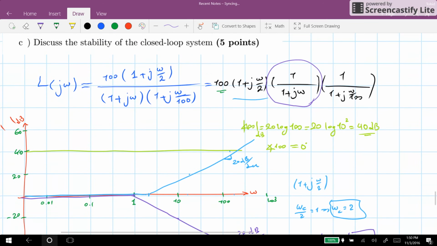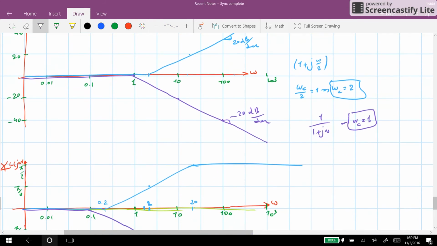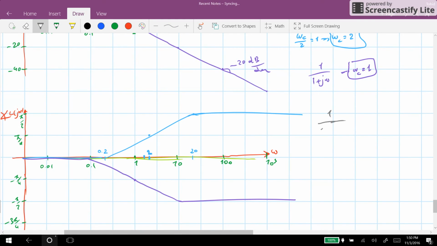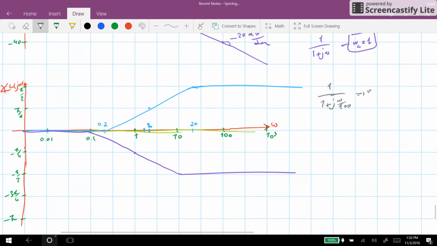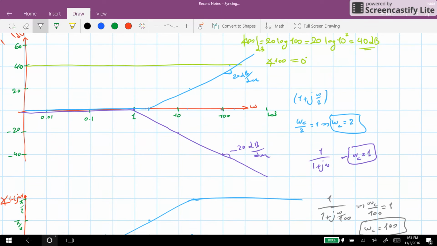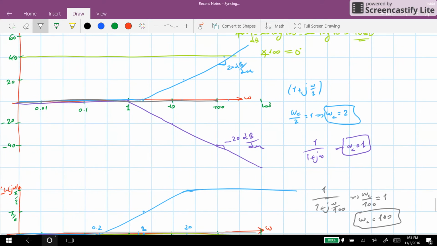And the last component that we have here is 1 over (1 + jω/100). To find the corner frequency, we can write ωc over 100 equal to 1, or ωc equal to 100. Let's start with the amplitude. Since it's a pole, we will have 0 dB before that frequency, and after that frequency, we will have minus 20 decibel per decade.